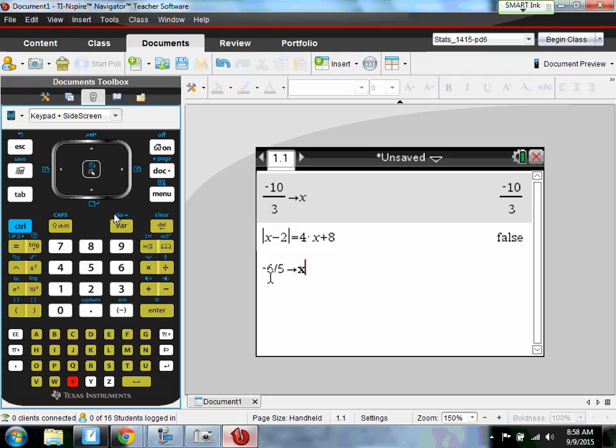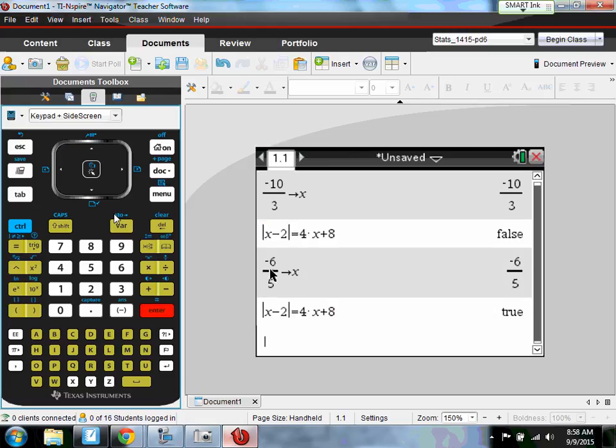Control variable, store that as x. Let me try that again, and this time it's true. So negative 6 fifths does satisfy that equation. Okay, so just the negative 6 fifths is the solution. The other one's called extraneous.